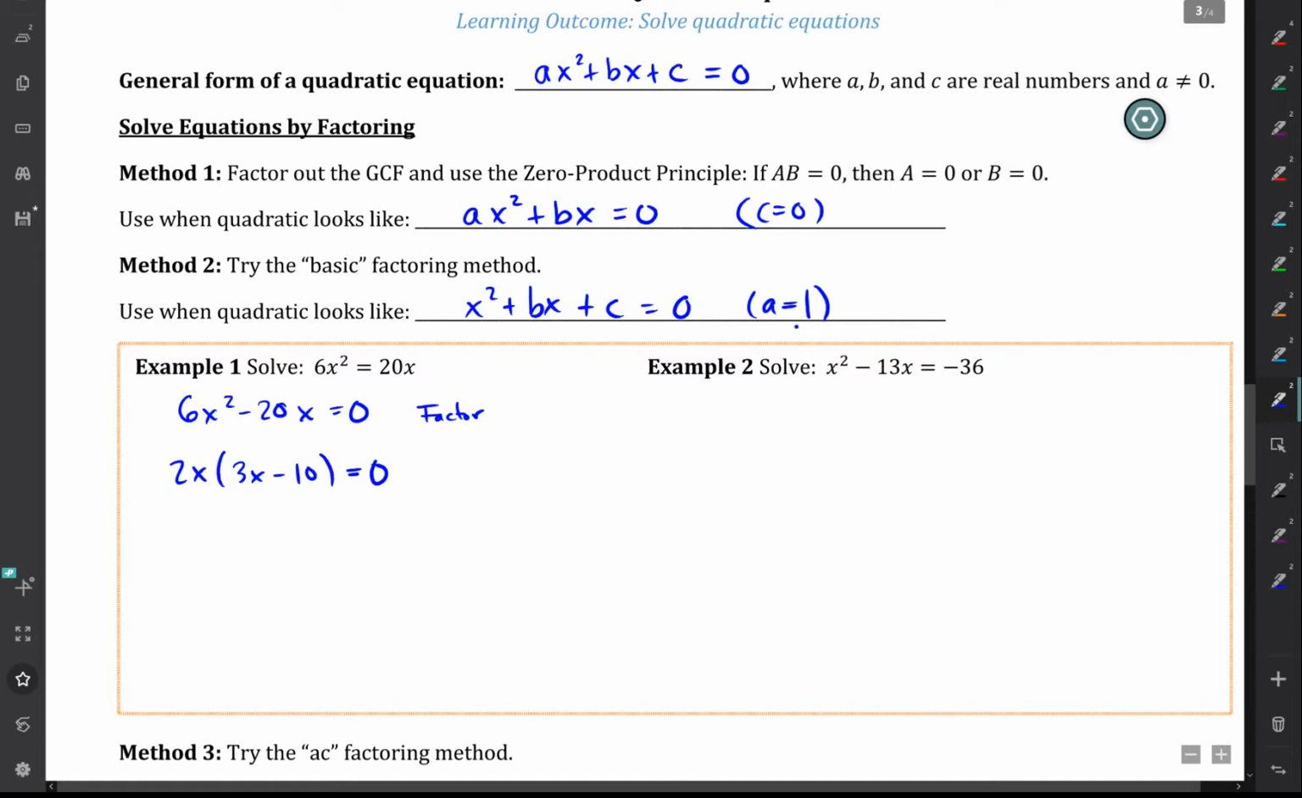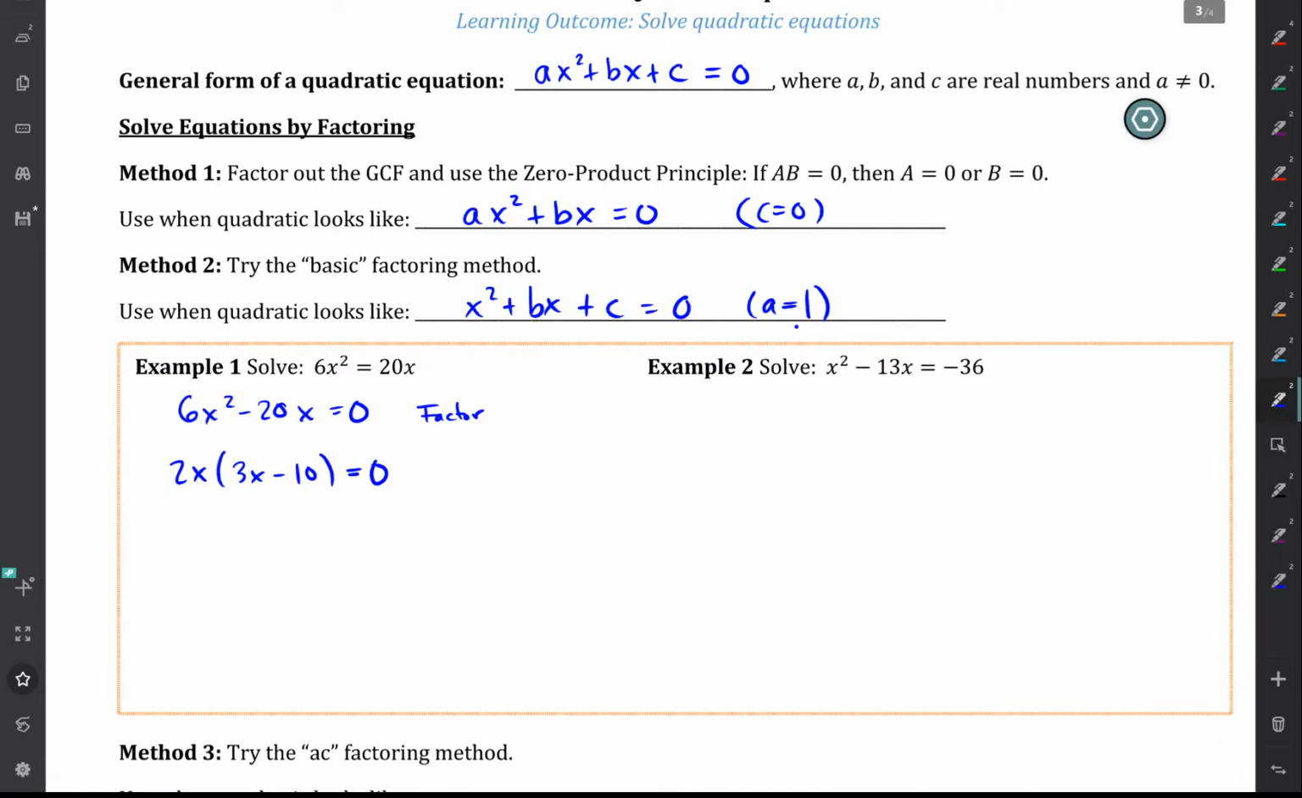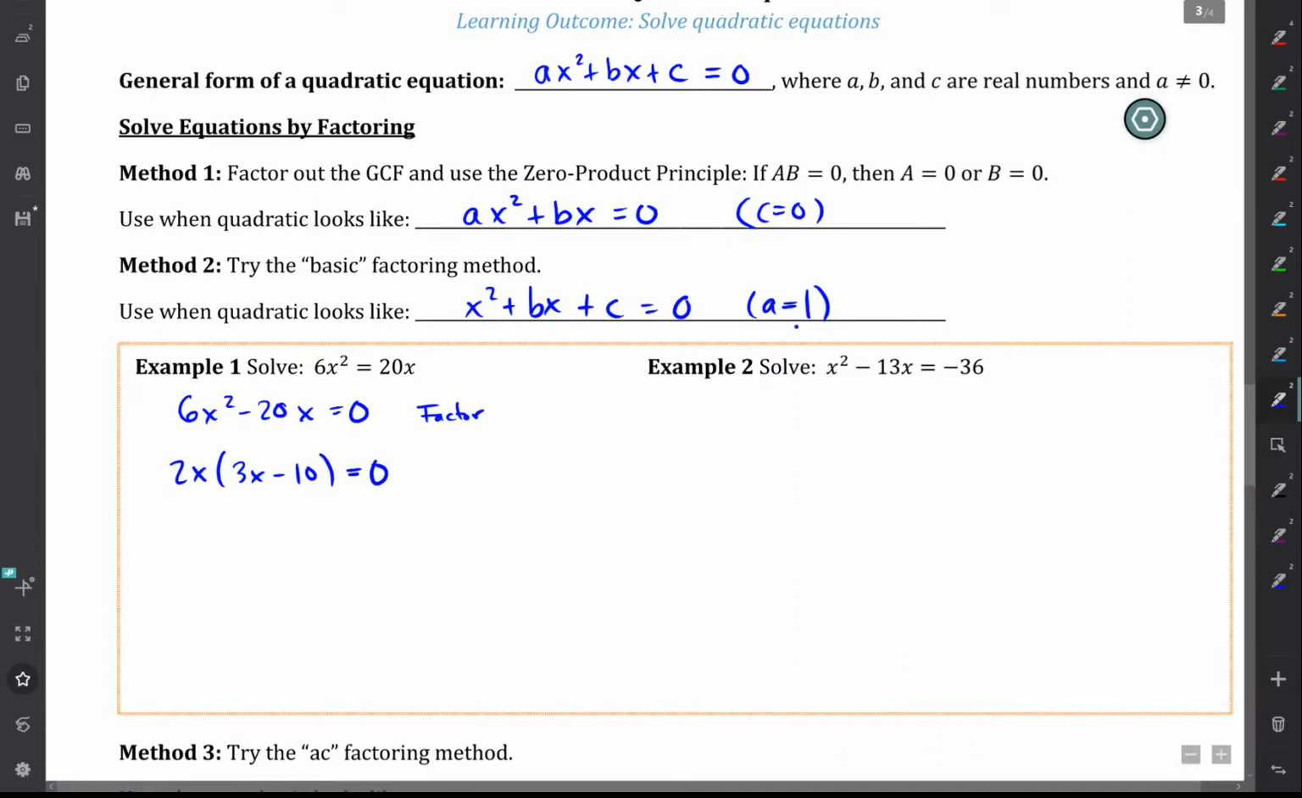And so once you've factored out the x and maybe some constant, now you know that either 2x has to equal 0 or 3x minus 10 has to equal 0. So either 2x equals 0 or 3x minus 10 is equal to 0. So this is like the a times b equals 0. This could be the a, and that would be the b. And we're saying that either a has to be 0 or b has to be equal to 0.